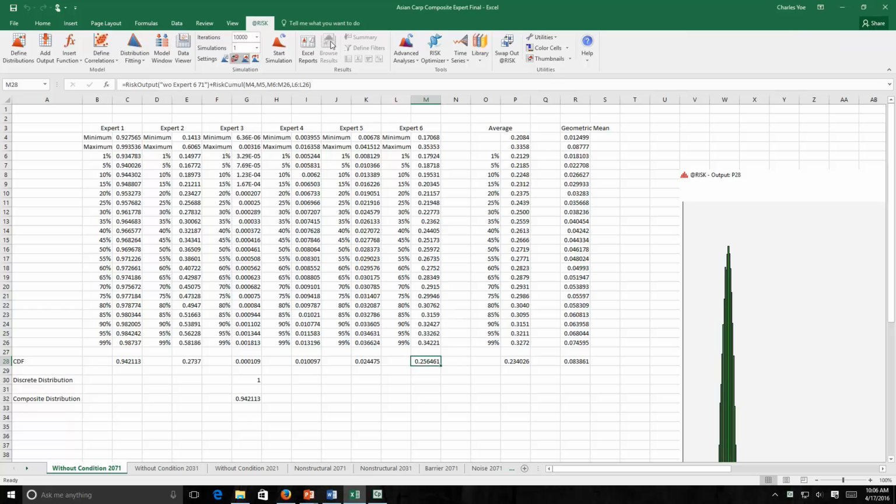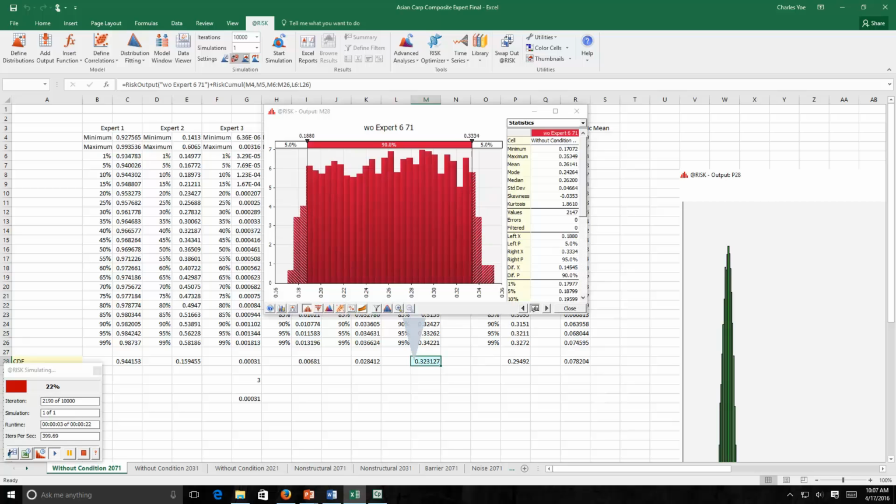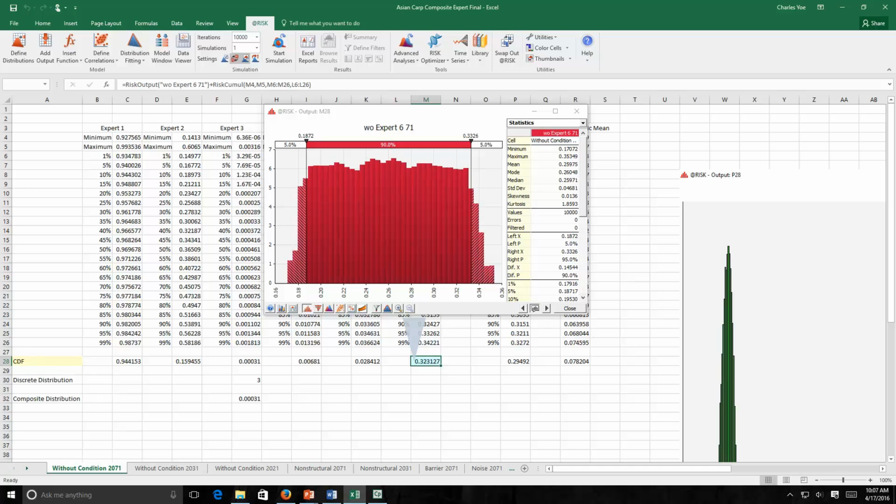So if we look at their results, let's run this model real quickly so we have some results to show you. We're doing 10,000 iterations of this model, which will become clear. But the shape that you're looking at here should look familiar. This is the shape of the output that was obtained from expert 6. And we have 17 to about 36% chance of establishment. And that would be for expert 6.